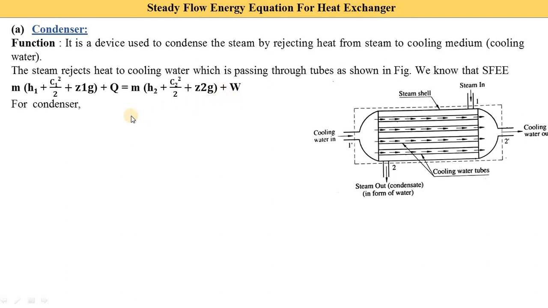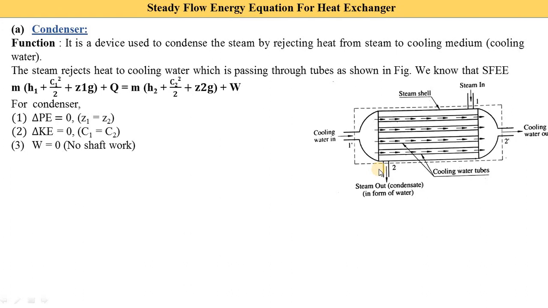Now for the condensers, we consider a few parameters. Change in potential energy is 0, meaning z1 and z2 are 0, so this term is cancelled. Change in kinetic energy is 0, meaning the change in velocity is negligible, so we consider c1 equal to c2, and this term is also cancelled. Third, W is equal to 0, meaning no shaft work. Here you see in a heat exchanger there is no shaft work.